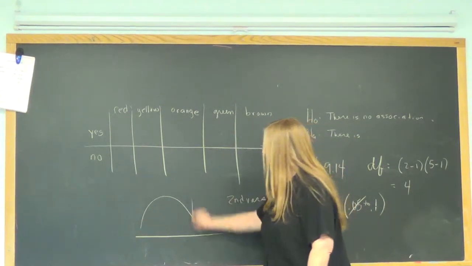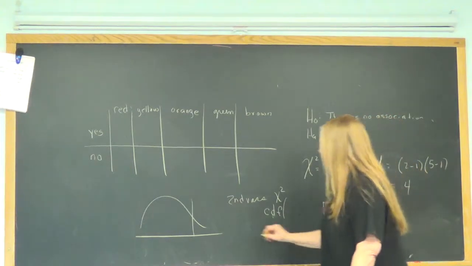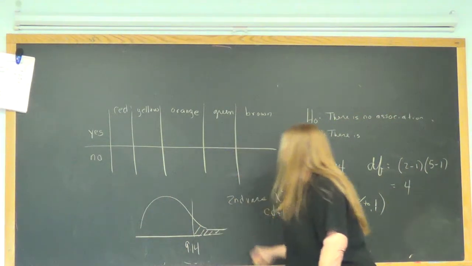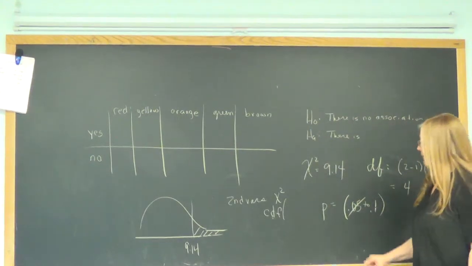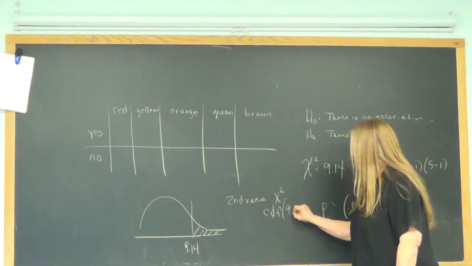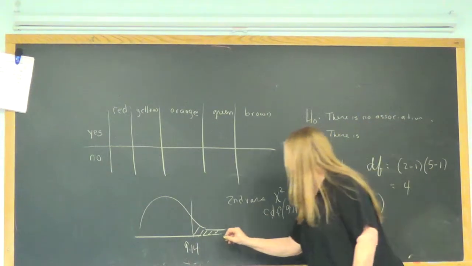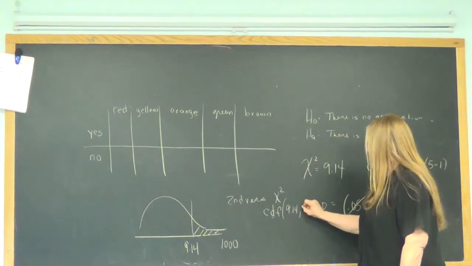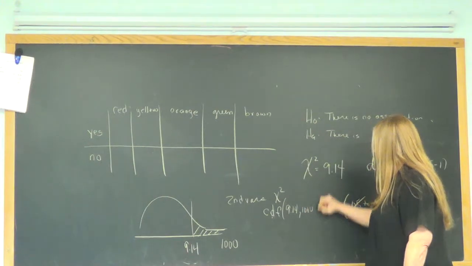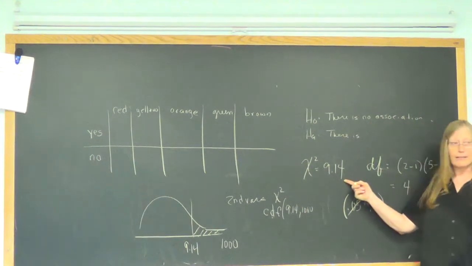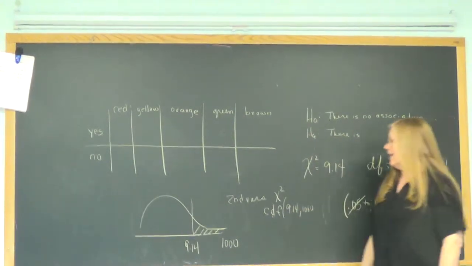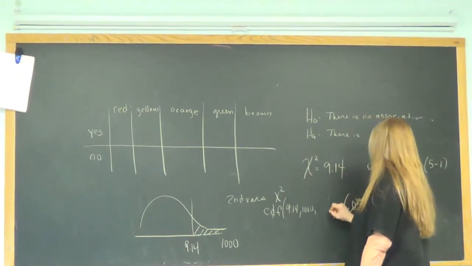So the lowest value is 9.14, and we want to know the area past it as well. So we have the lowest value, 9.14, comma, the upper value, 1,000. We can go as far as we want. How did you know 9.14 is the lowest value? It's chi squared, here's a picture. We know what we're doing. And then we have degrees of freedom 4.